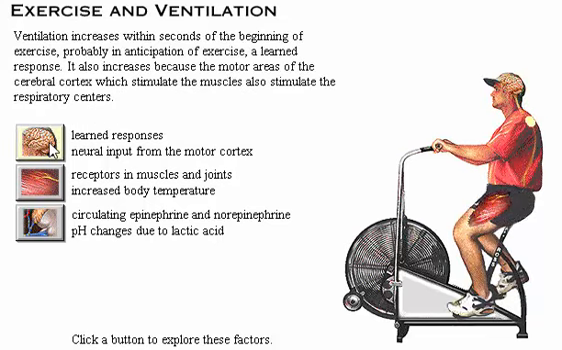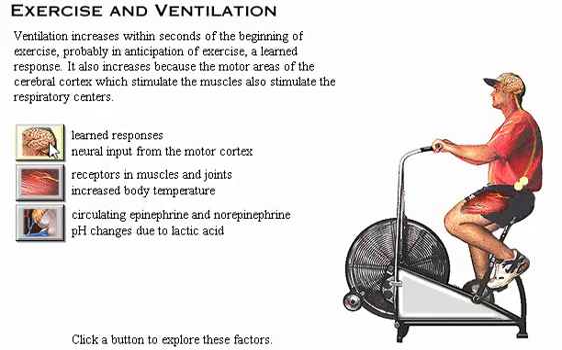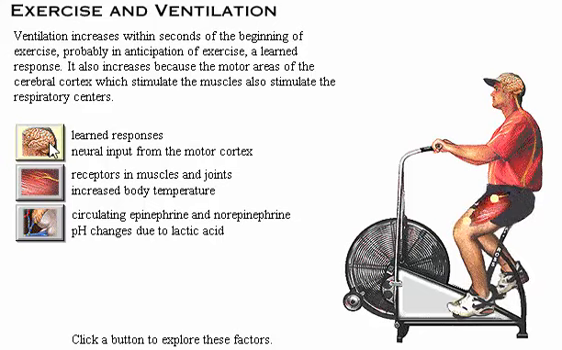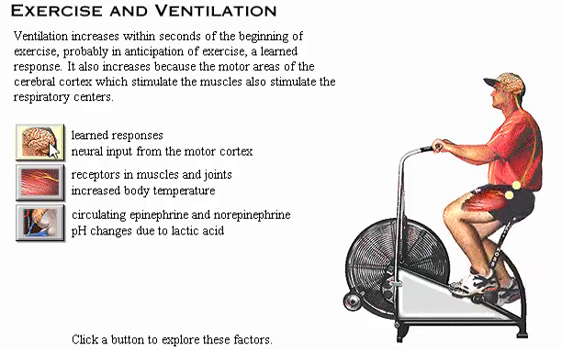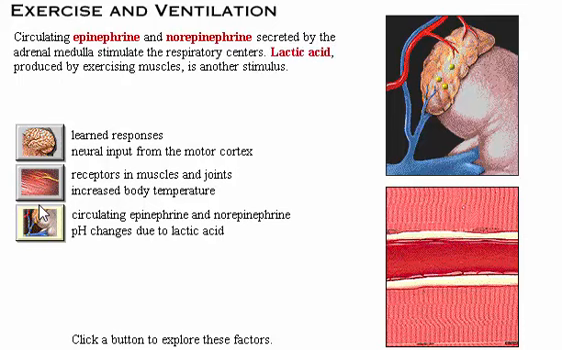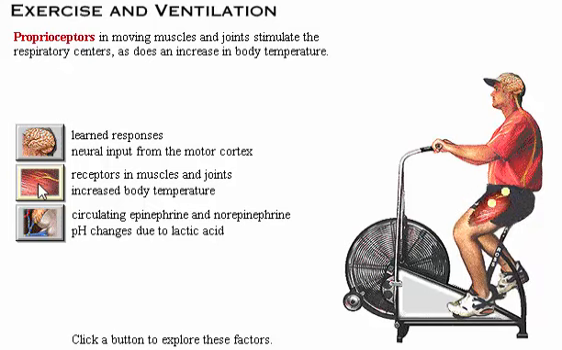Ventilation increases within seconds of the beginning of exercise, probably in anticipation of exercise, a learned response. It also increases because the motor areas of the cerebral cortex, which stimulate the muscles, also stimulate the respiratory centers. Circulating epinephrine and norepinephrine secreted by the adrenal medulla stimulate the respiratory centers. Lactic acid, produced by exercising muscles, is another stimulus. Proprioceptors in moving muscles and joints stimulate the respiratory centers, as does an increase in body temperature.